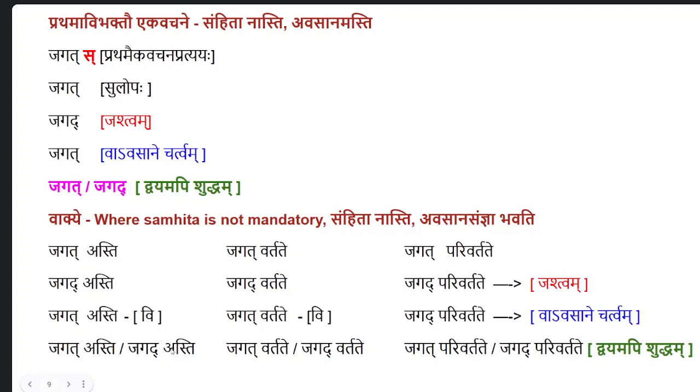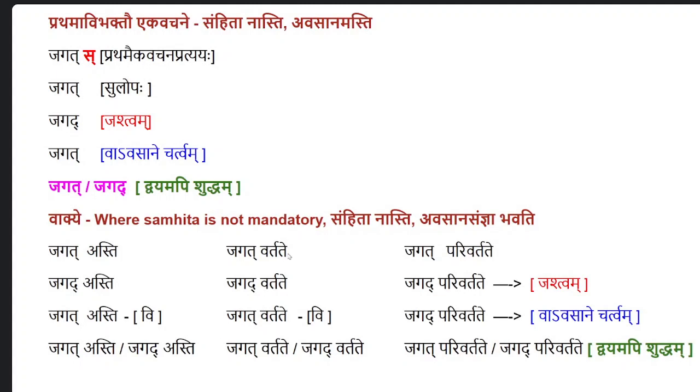So both Jagad asti and Jagat asti are correct. Dvayam api shuddham. But the moment you decide to merge these words, it can only be Jagadasti and not Jagatasti. Only if there is an avasanam, if there is no samhita, dvayam api shuddham. There are two forms. If there is a pause, but the moment you decide to make a sandhi, there is no pause, there is a samhita, then there will be only one form. Jagat asti or Jagad asti if samhita is not mandatory, if there is no samhita.